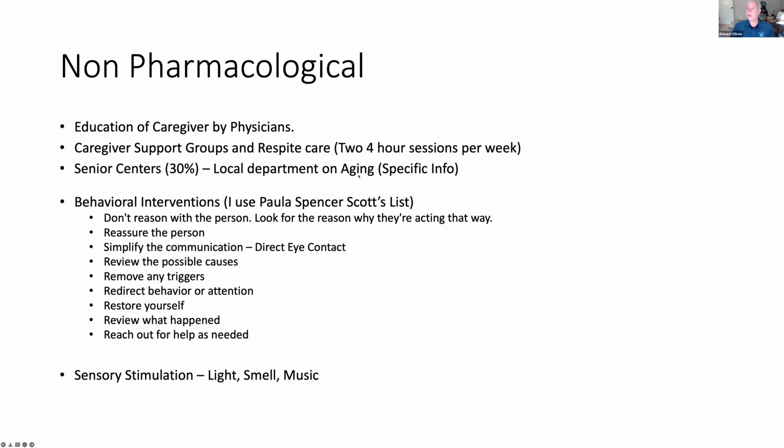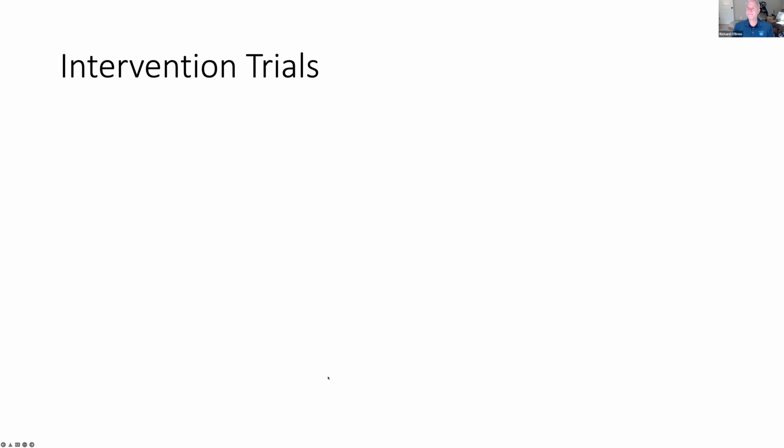Senior centers or daycares are just amazing when it works, but a lot of patients won't go because of the anxiety or apathy. There's a good behavioral intervention list from Paula Spencer Scott that I tend to start handing out, and it's free online. It's kind of a training manual for the caregiver and has the usual stuff. Don't try to reason, redirect, review possible causes. And then sensory stimulation: light, smell, music. And over the weekend, I heard about weighted blankets, which, let's hope they do something.